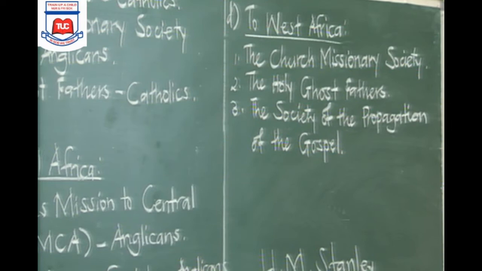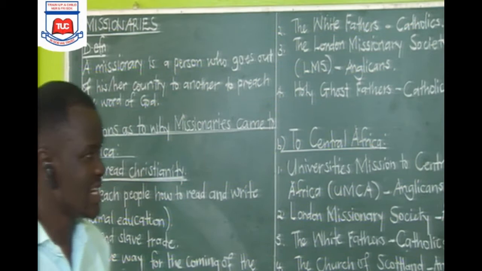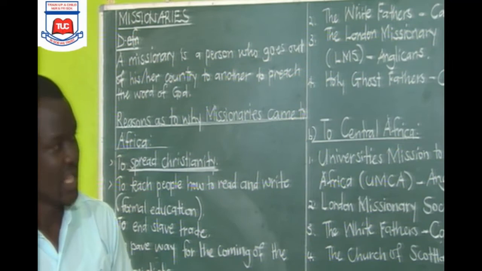In our next move, we are meant to understand who these missionaries were. We may not be able to discuss or finish all of them right now, but we are going to pick out the major names, the major missionaries who came to Africa, with their contributions. Then our lesson will be flowing.